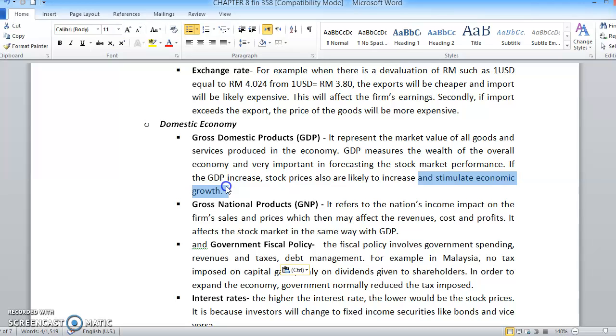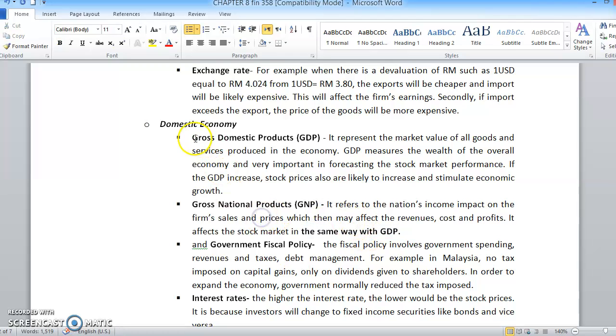Alright. So next is gross national product, GNP. GNP refers to the nation's income, impacting firm sales and prices, which then affect revenue, costs, and profits. So it also affects the stock market the same way as GDP. If the GNP rises, likely the same will happen to the stock price. It will also rise and increase.